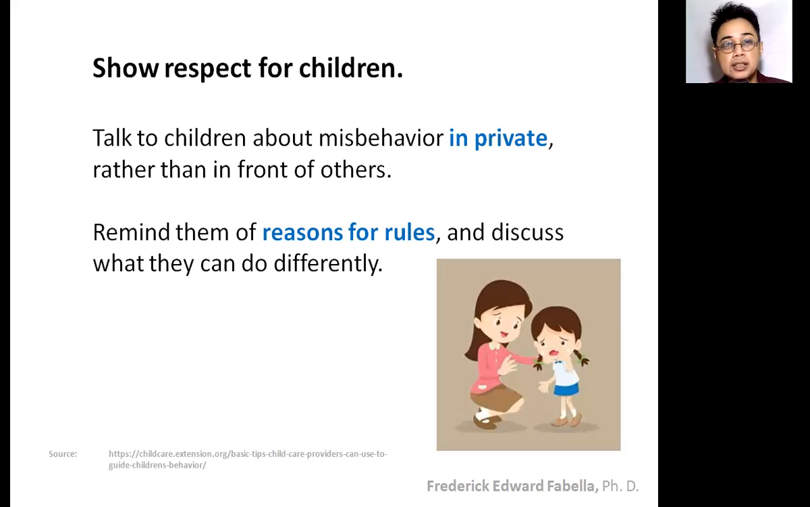Remind them of reasons for rules and discuss what they can do differently, because sometimes you just want them to follow without them understanding why. So they need to also understand that it's also for them.